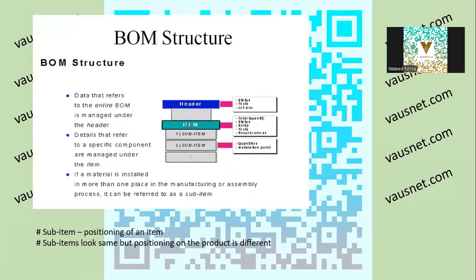BOM structure is basically divided into parts like the header, where it will show you the plant, the lot size, the status. And items will show what item or assembly is being assembled and what are the sub items that are needed to bring that assembly into order. Okay.